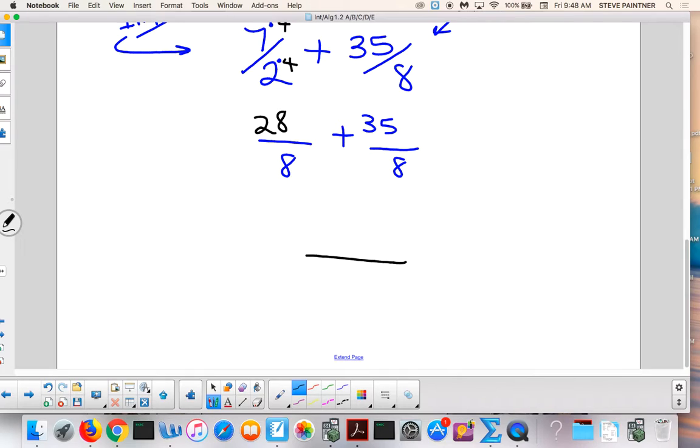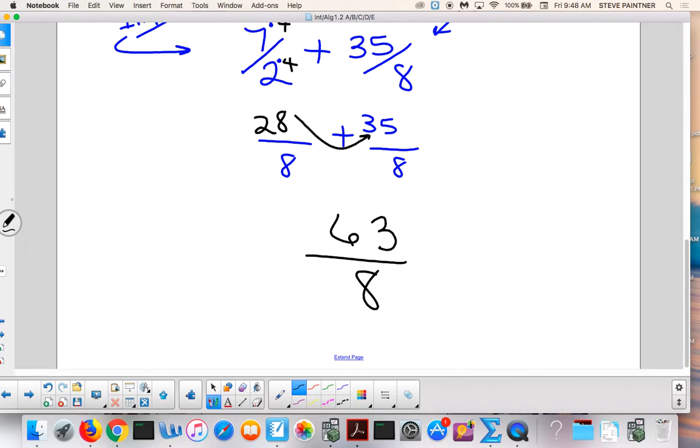It doesn't make 16 because it's common denominator. I kind of tricked you a little bit there. Keep the common denominators the same. The numerators, just add them up. This plus this is what? 63.